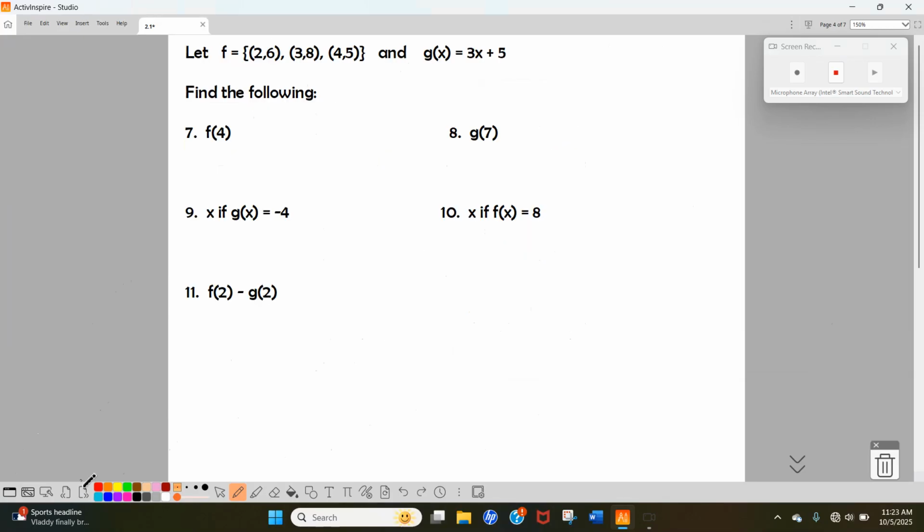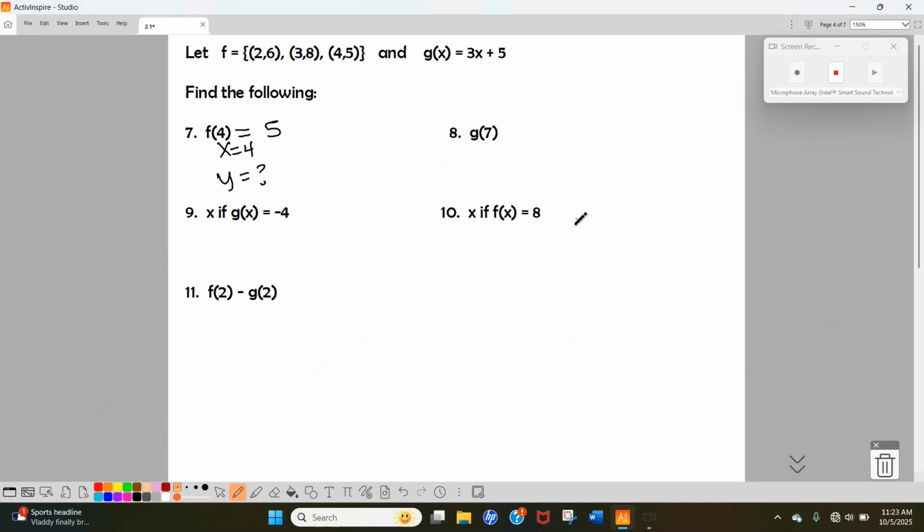All right, so evaluating functions or finding information, they can give you a function in the form of just a set of ordered pairs, or they can give it to you with an equation. They want to know f of 4. That just means come up here. If x is 4, what is y? So if x is 4, y is what? That's what this is asking us. So our answer is 5.